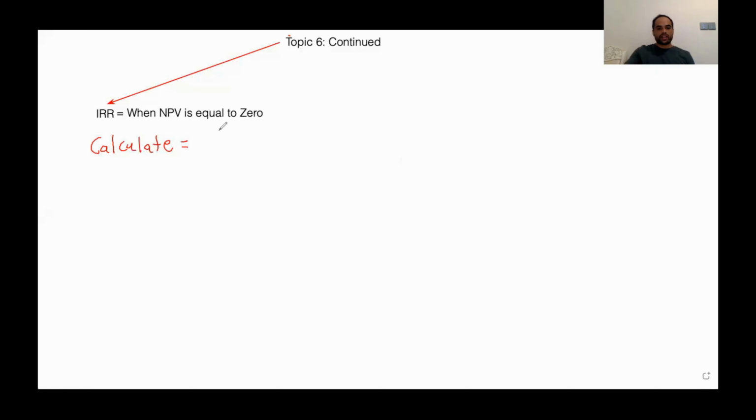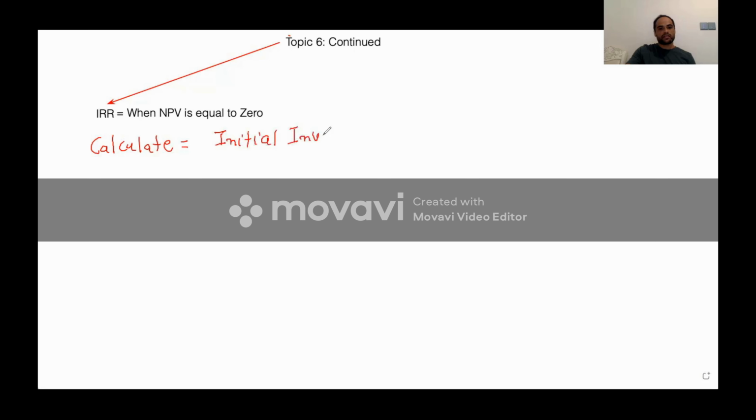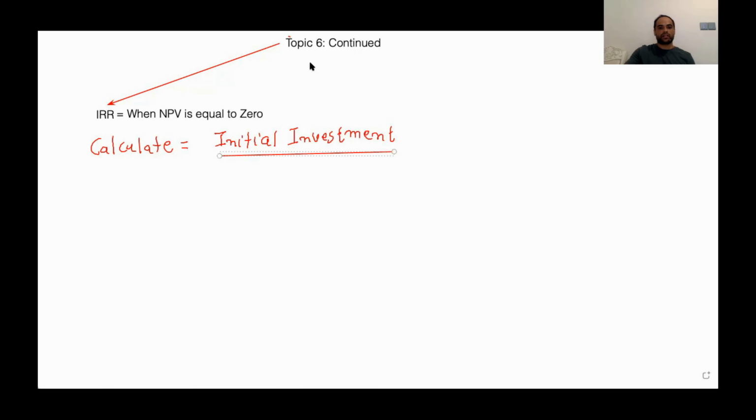So the formula is initial investment divided by cash flows.